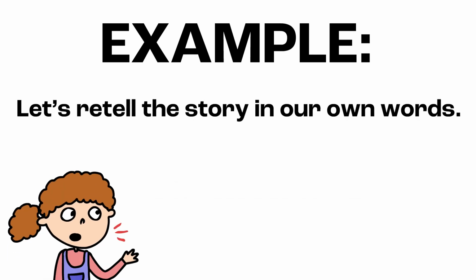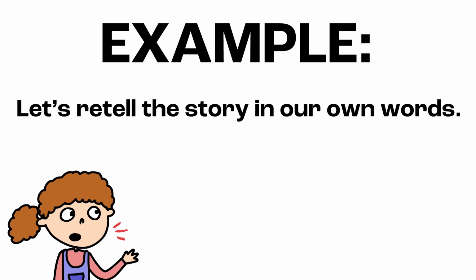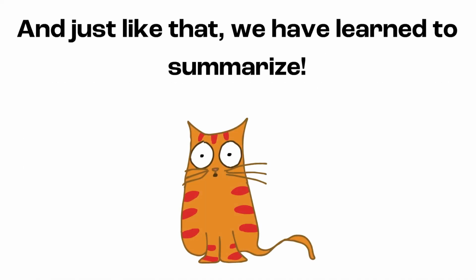Lastly, let's retell the story in our own words. Remember, we are telling a shortened version of the story with only the important details. Here is our summary. Matthew stayed awake at night and heard strange wind noises. He realized that it wasn't a normal storm and woke his family because a tornado was coming. And just like that, we have learned to summarize.